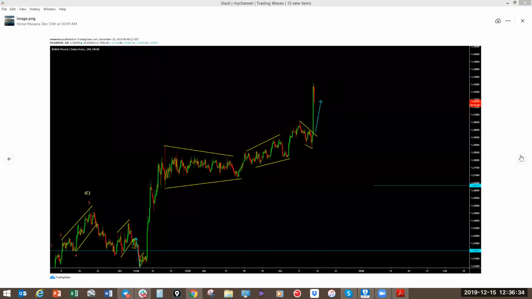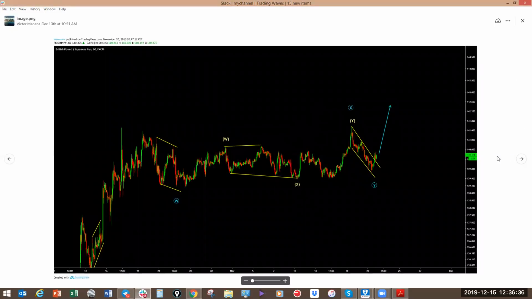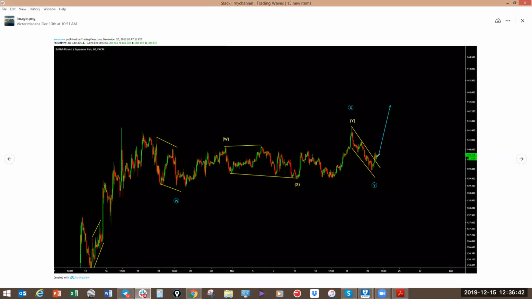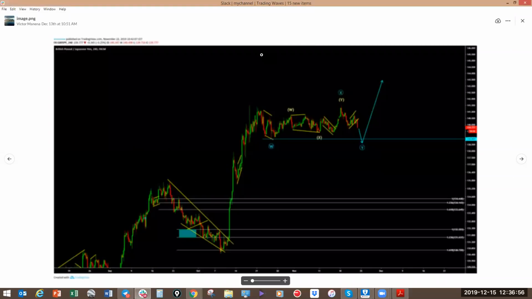The next one you'll see was pound yen. This was not just before the news. I'll show you the one that was set up before the news. This was the first week of November when we were looking at this trade, looking for it to go to the upside up to this level. And there was another setup as we go on.